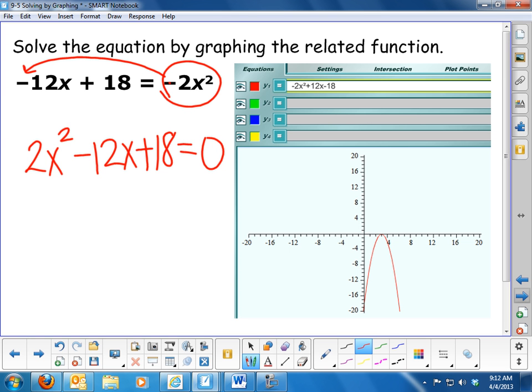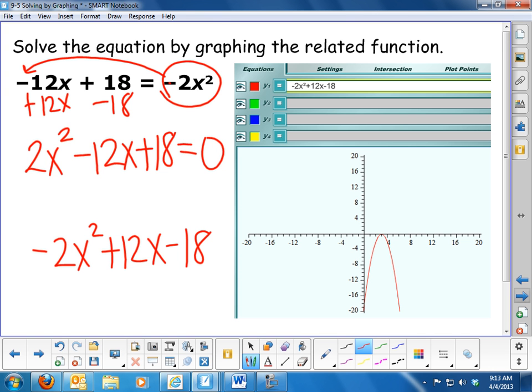Notice in this picture here, whoops, I think I typed this in my calculator wrong. Either way, I chose to keep my -2x squared where it is, and I moved these other things over. I did plus 12x and minus 18. So my equation that I plugged in the graphing calculator was this one that I'm writing right here. Whereas the way I just did it in the video a second ago, I made the 2x squared positive. It's just simply a difference of being concave up or down. So notice if I graphed this, it would look like this, you guys.